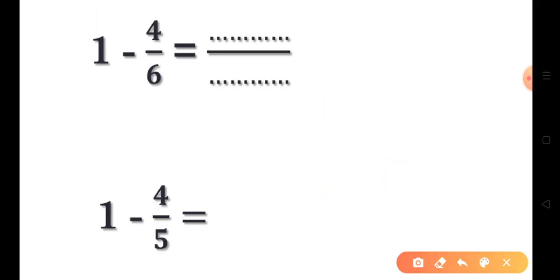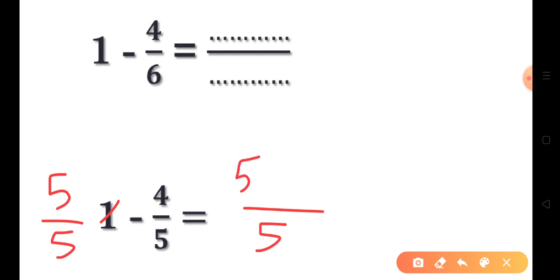Another one. 1 minus 4/5 equals. Change 1 and put a fraction. Its denominator is 5. 5/5 equals 1. Now the two fractions have the same denominator, 5. Subtract 5 minus 4 equals 1/5.